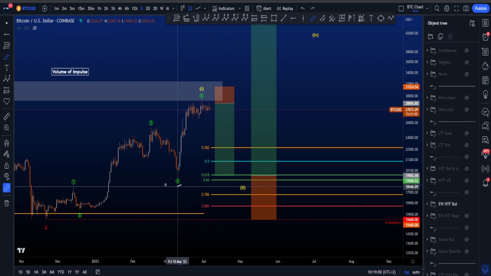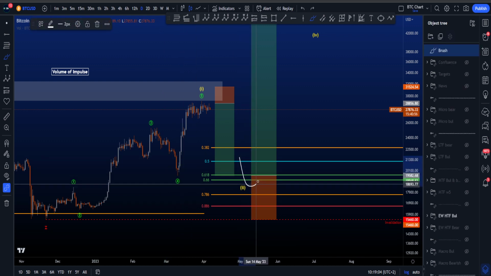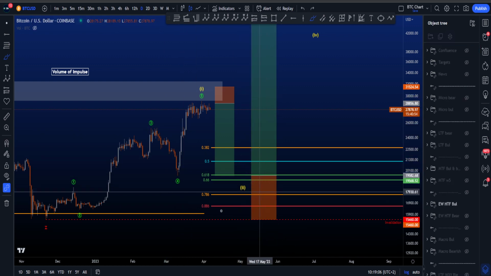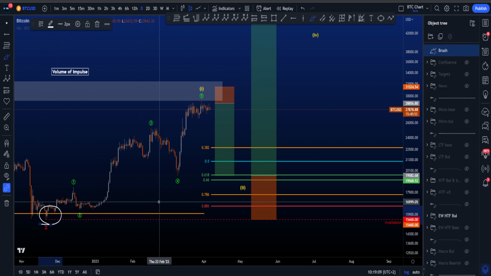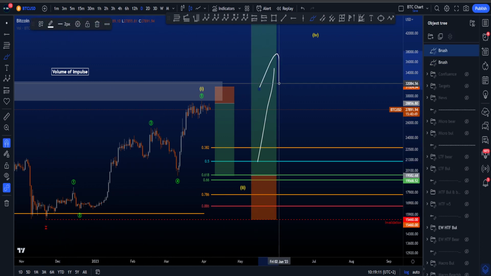But out of these more common targets for wave 2, by far the most common one is the golden pocket area, which also has nice confluence with the low of this wave 4, for then maybe a little bit of a liquidity grab and then a move to the upside, where the stop loss for that potential long setup is below wave Z and the targets are towards 100k.